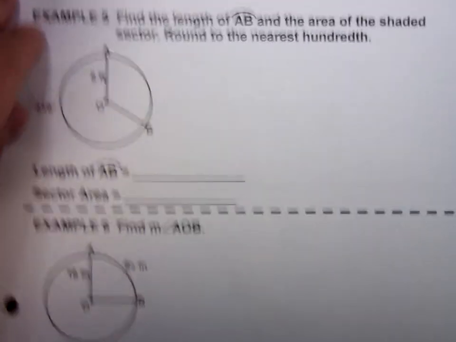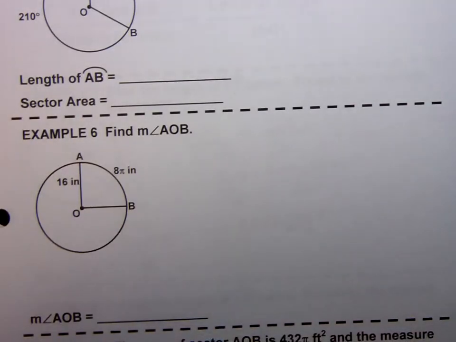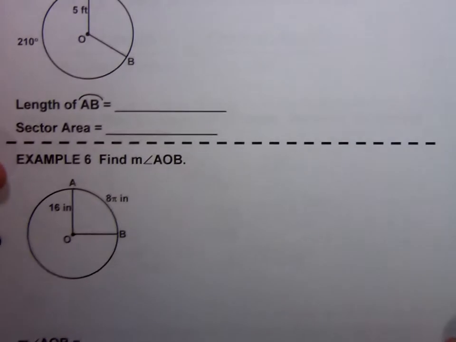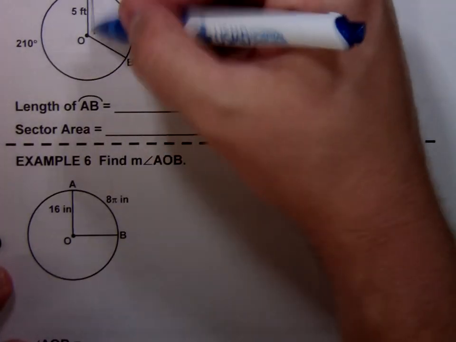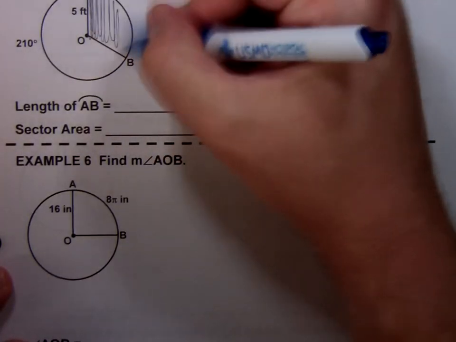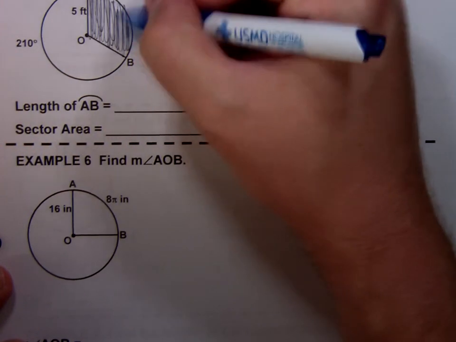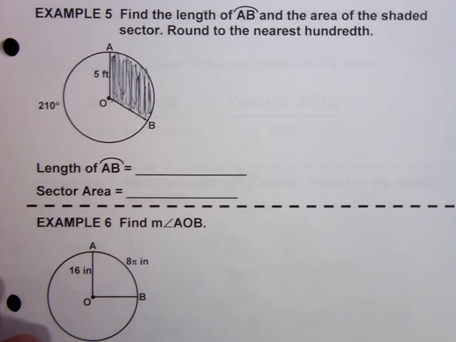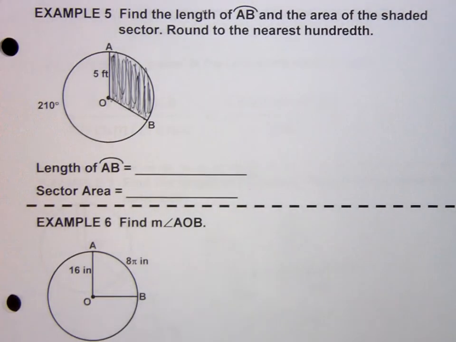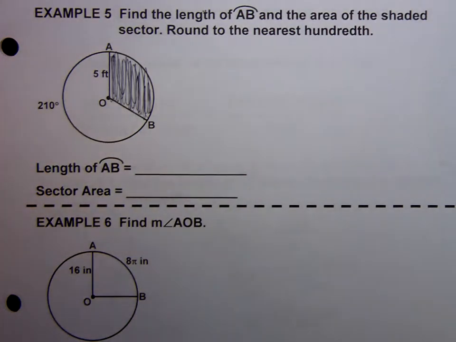Alright, example 5. And let me shade in the proper section for you here. This space should be shaded in. Alright, it says find the length of arc AB and the area of the shaded sector, round to the nearest hundredth. Same process we just finished doing.